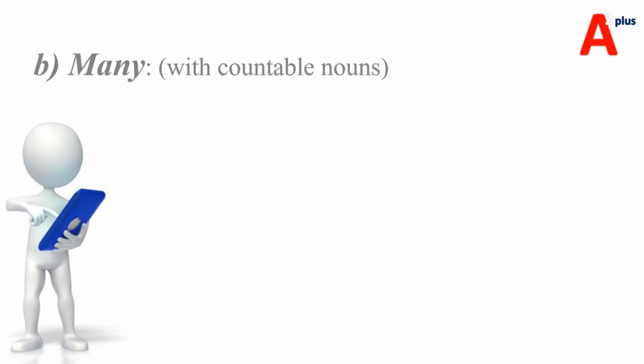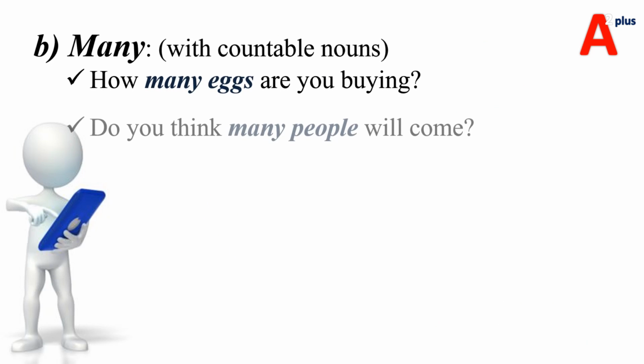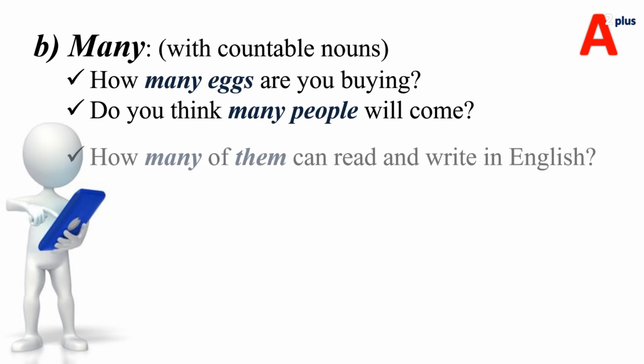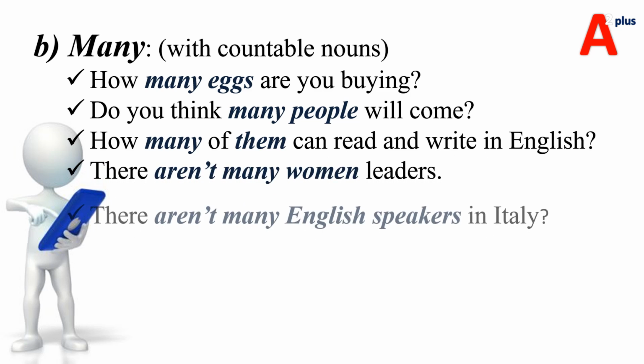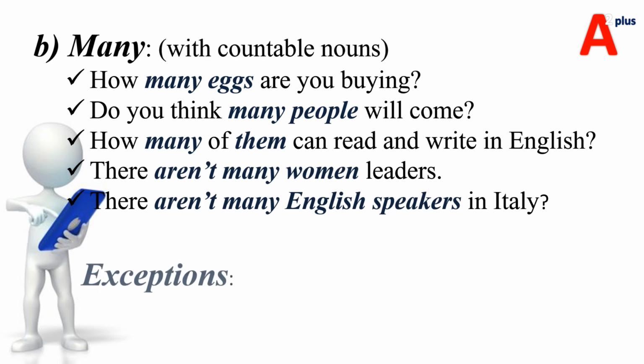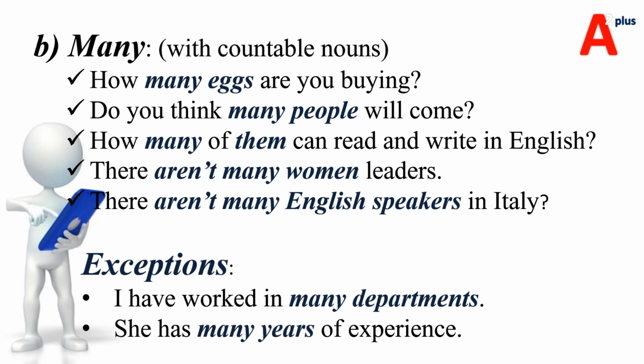Many is used with countable noun, with negative sentence and question. For example, how many eggs are you buying? Do you think many people will come? It's also a question. How many of them can read and write in English? Many can be used with countable nouns, people, eggs are countable. Let's see negative sentence: there aren't many women leaders, there aren't many English speakers in Italy.